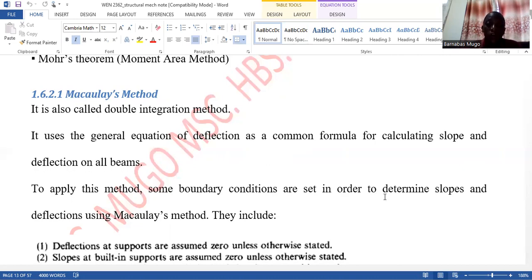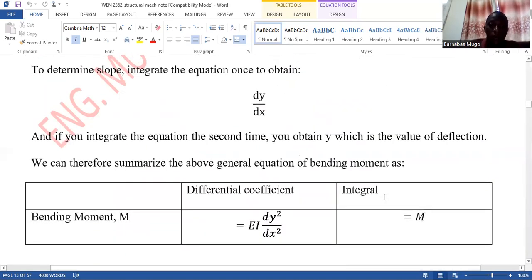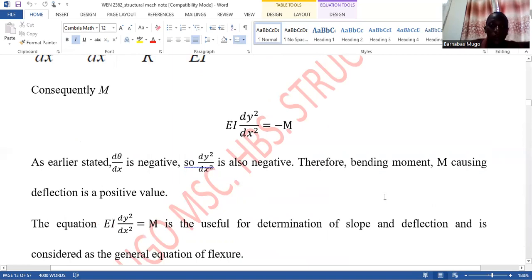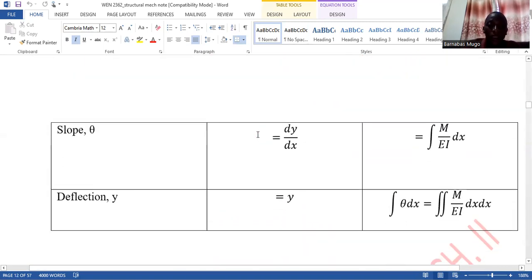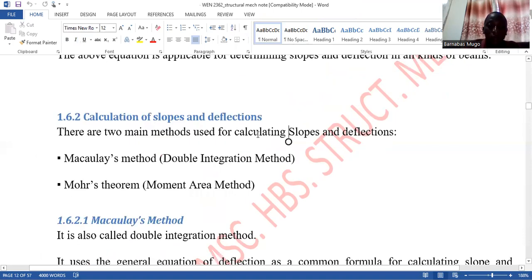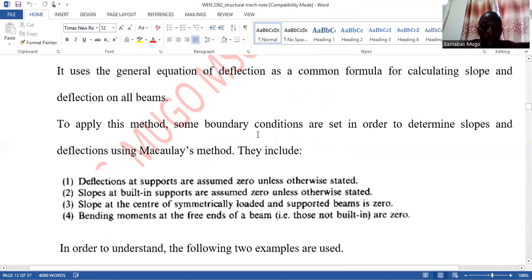It uses the general equation, the one that I have just talked about here, the one that we are going to derive with your lecturer. It uses the double integration method or formula for calculating the slope and deflection of all the beams. That is what we have just seen.